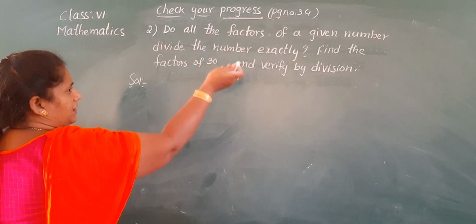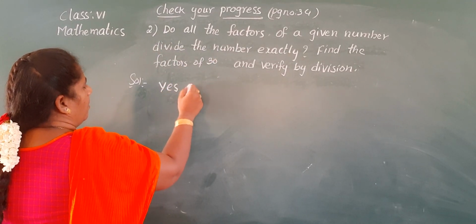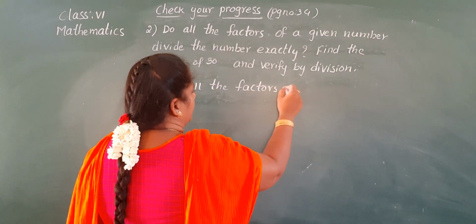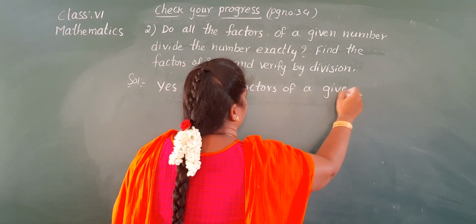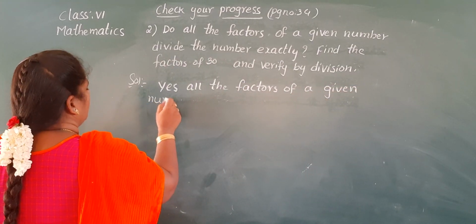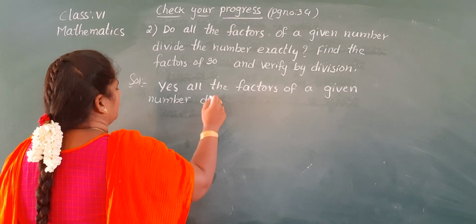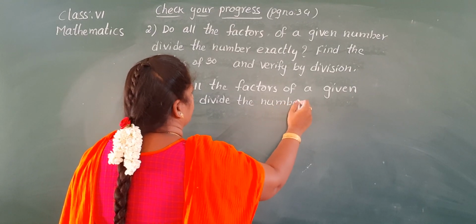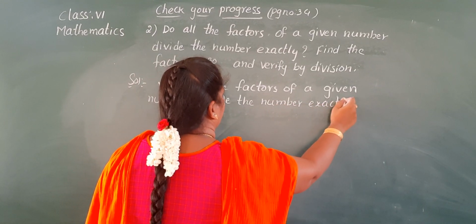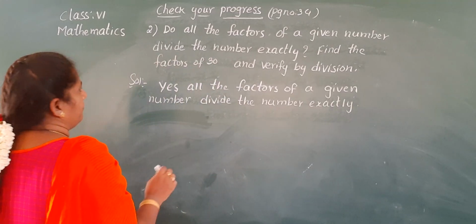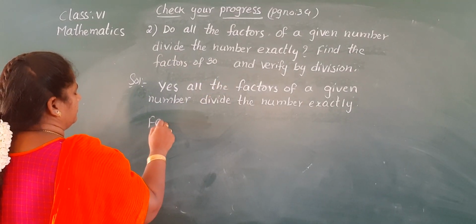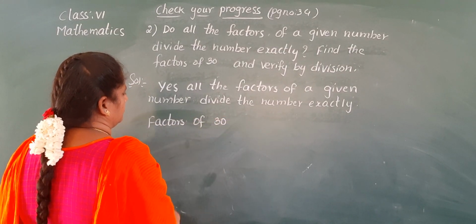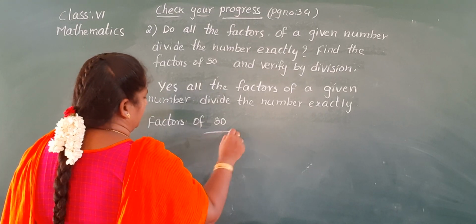First question, do all the factors of a given number divide the number exactly? Yes, all the factors of a given number divide the number exactly. Okay, now we find the factors of 30. Factors of 30. See, Nana?